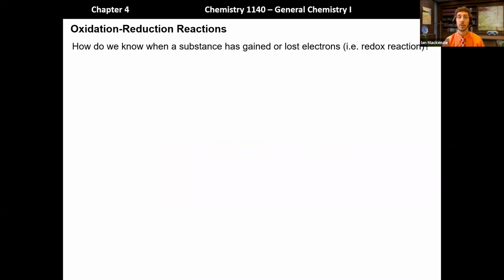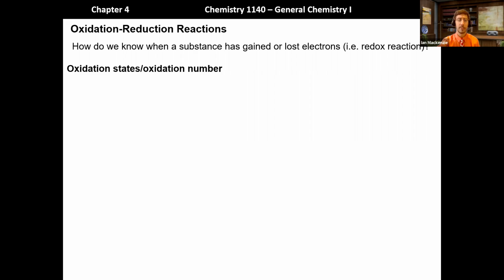So how do we know whether a substance has gained or lost electrons? And how do we know whether a redox reaction is occurring? Well, we can keep track of the electrons in a substance by using something known as oxidation state or oxidation number. Every element in a compound will have its own oxidation state or oxidation number. And this number will change if the element has gained or lost electrons. This is what allows us to keep track of whether or not we're undergoing a redox reaction.